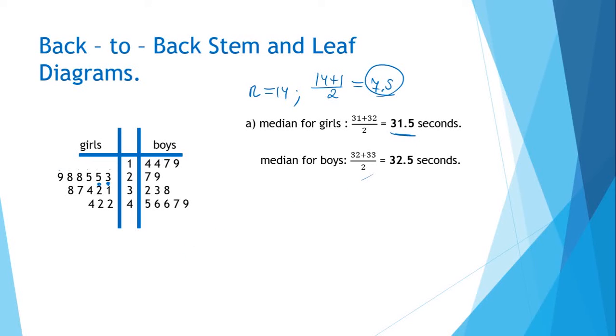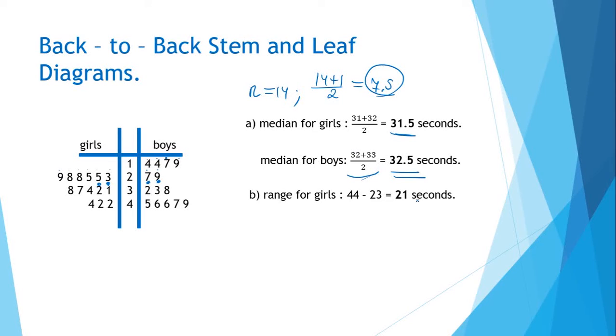Then the median for boys. The number of scores for boys is also 14, so the median will be the average of the 7th and 8th values also. For boys 1, 2, 3, 4, 5, 6, 7, 8. So it will be 32 plus 33 divided by 2, which equals 32.5.